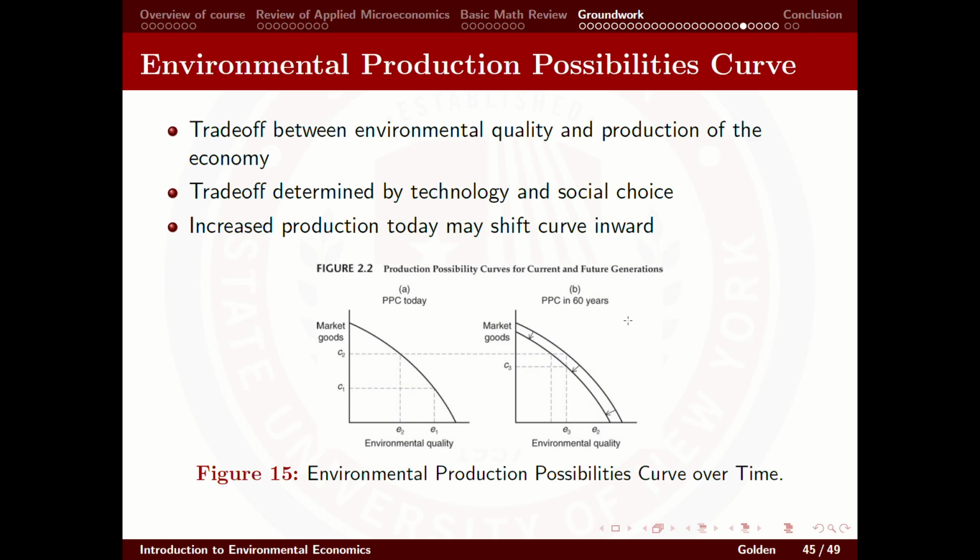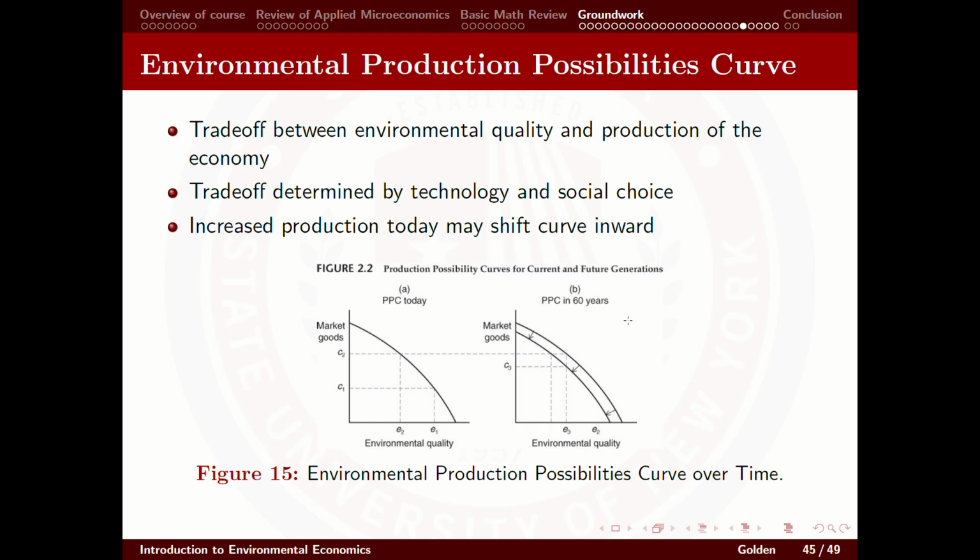You probably saw at some point in your career the production possibilities curve. There's also the environmental production possibilities curve, where you have a trade-off between environmental quality and production of the economy. So you can have a very pristine environment and never make anything, and then suddenly you die, or you can have a world where you make, and then you destroy the entire world. So it's a trade-off determined by technology and social choice.